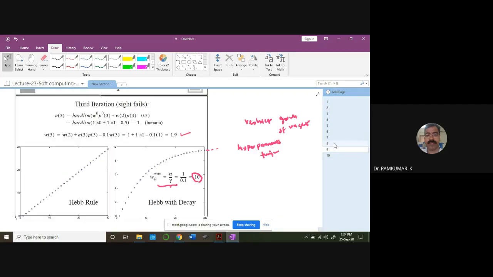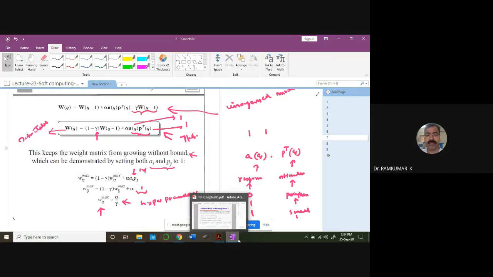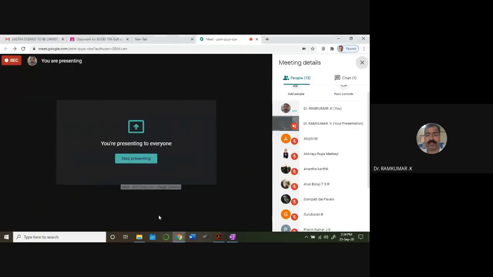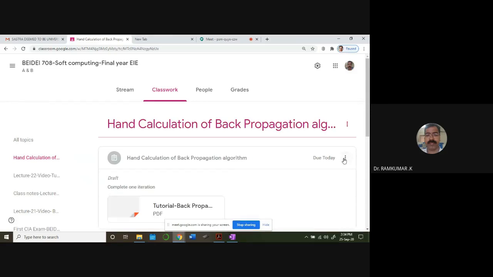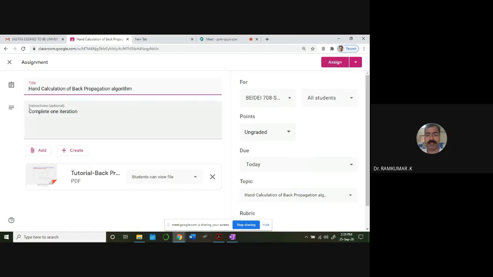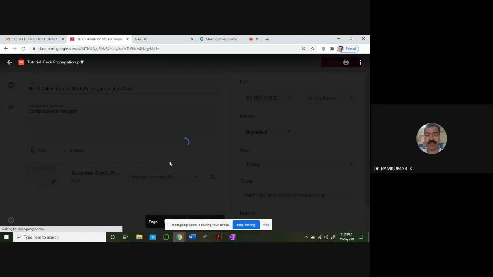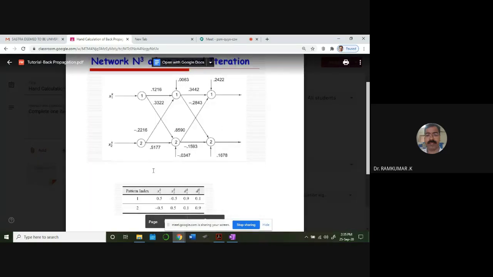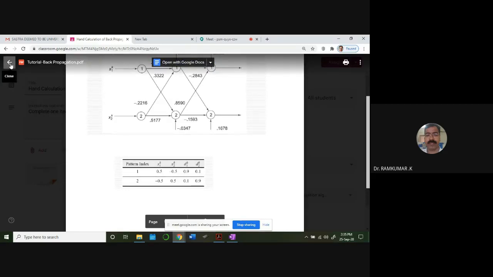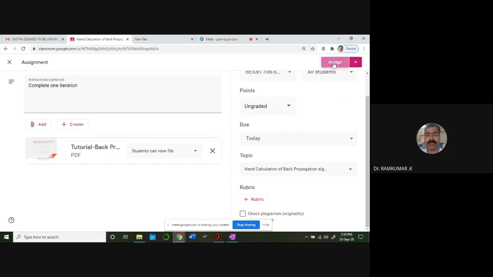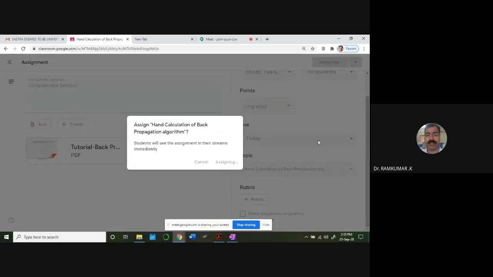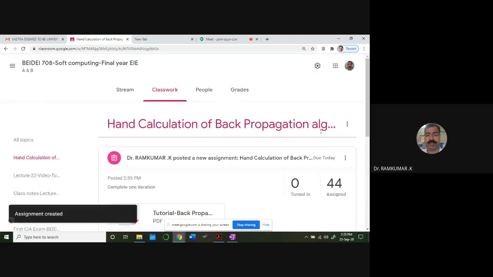In today's class, I have planned something more like this. I'll be giving you an assignment: hands-on problems, the hand calculation of the back propagation. So the problem is here. I'm assigning it to you. Complete at least one iteration. This is your initial set of weights and biases. This is the target input patterns. At least do one hand calculation for one iteration and submit it. Take another 20 minutes, do one hand calculation and submit it. All right?